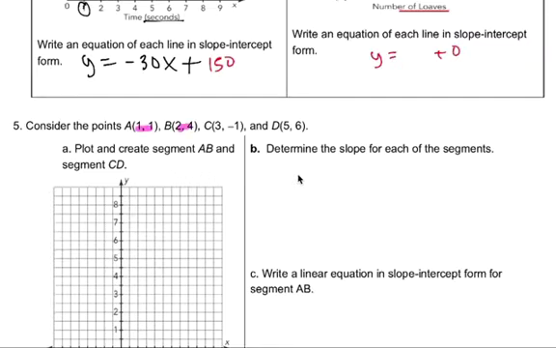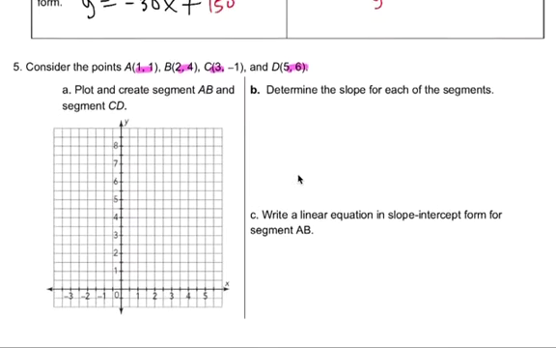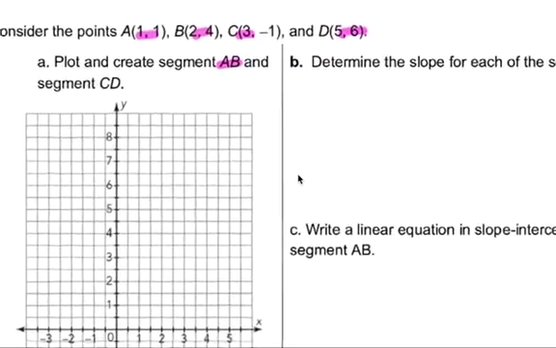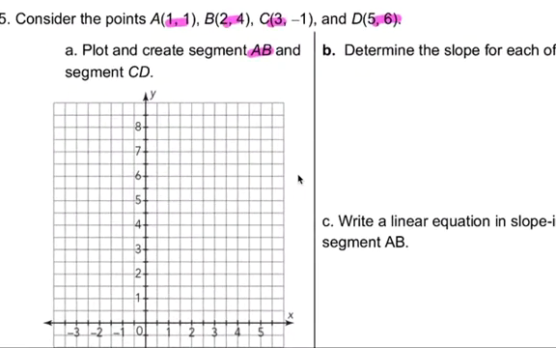Consider the points. That, and that. Plot and create line segment A, B, and C, D. Okay. Plot it. 1, 1. 2, 4. Always find the bottom number first. Like 2, find it on the x. Go up to 4. Oops, wrong spot. That's like line segment A, B. A to B.